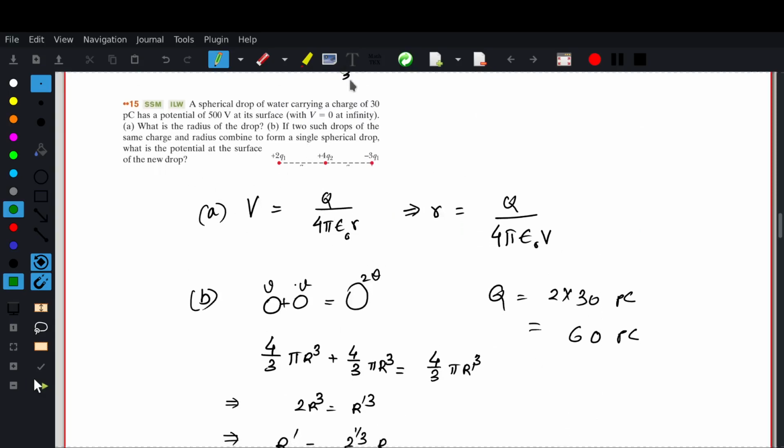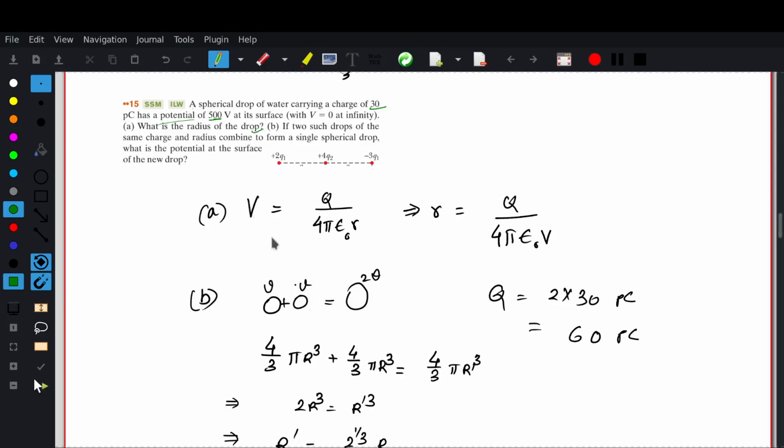Yeah. So this is an interesting problem. I like this problem. A spherical drop of water carrying some charge has a potential of 500 volts at its surface, so V is equal to 0 at infinity. What is the radius of the drop? Interesting enough.